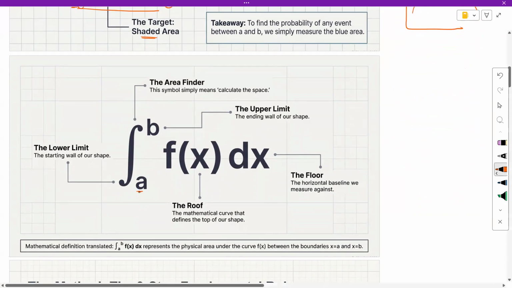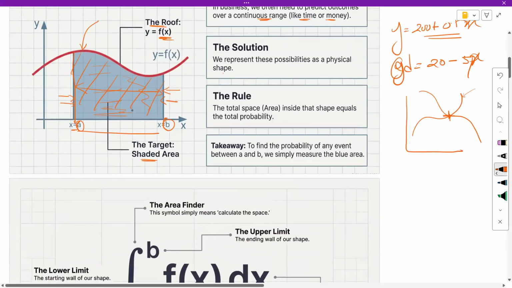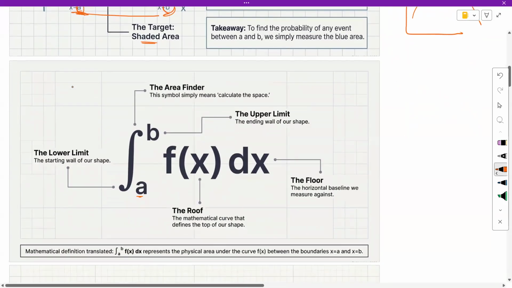Always at the bottom you can find the lower limit, that is the starting wall of our shape, and B is the upper limit, the ending wall of the shape area. Here you can see this is A, the lower limit, and B is the upper limit of the curve, the bracket. Normally this is the integration function. The area find simply means calculated space.